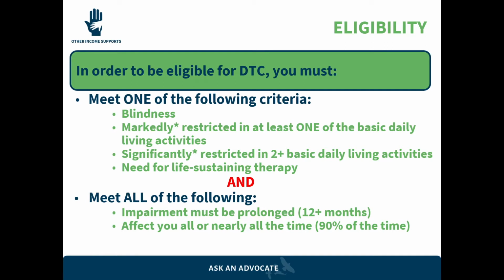In addition to this, you will need to meet all of the following. You'll need to have a prolonged impairment that is expected to last at least 12 months, and your impairment must affect you either all or nearly all of the time. This typically means more than 90% of the time. On the following slide, we'll go over how the CRA defines markedly restricted, significantly restricted, and some examples of what constitutes as daily living activities.